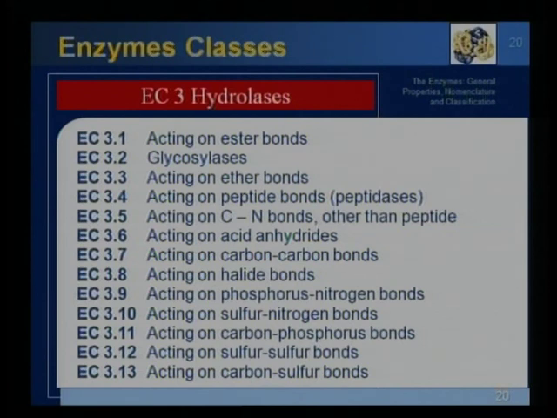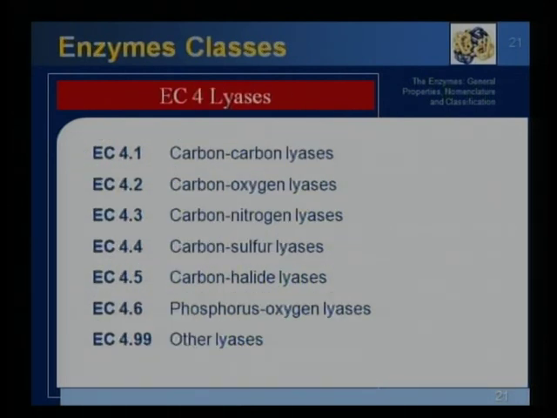If it is EC 3.1, then it will be acting on the ester bonds. Then if it is EC 3.2, they are glycosylases, and some will act upon CN bonds and peptide bonds and halide bonds and phosphorus-nitrogen bonds. So on, it will be grouped and named like this, denoted by EC3 point something, that is 1, 2, 3, depending upon the type of the bond which has been acted upon. So that is about that class.